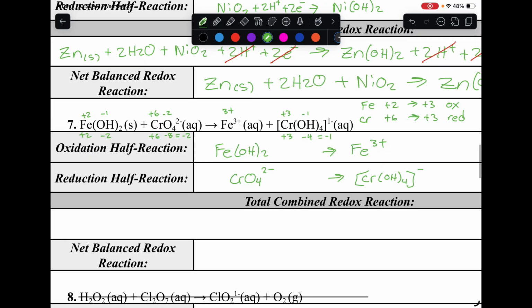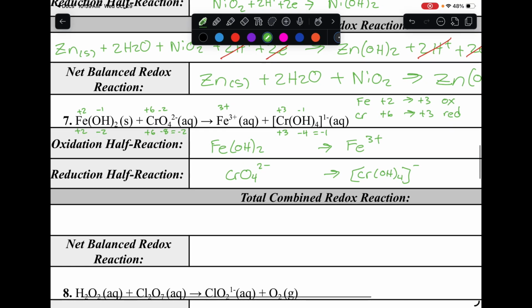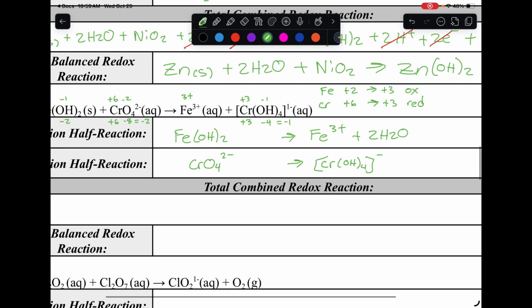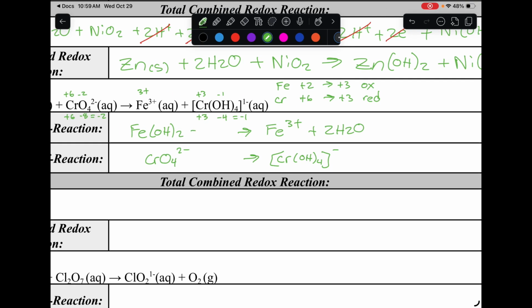Now we need to balance the oxygens by adding water. So we're going to add 2 waters over here. We have 2 hydrogens on the left side, 4 hydrogens on the right side. So we're going to add 2 more hydrogens over here in the form of hydrogen ions. And then we have a total of 2+ charge on the left side, a total of 3+ charge on the right side. So we add 1 electron.